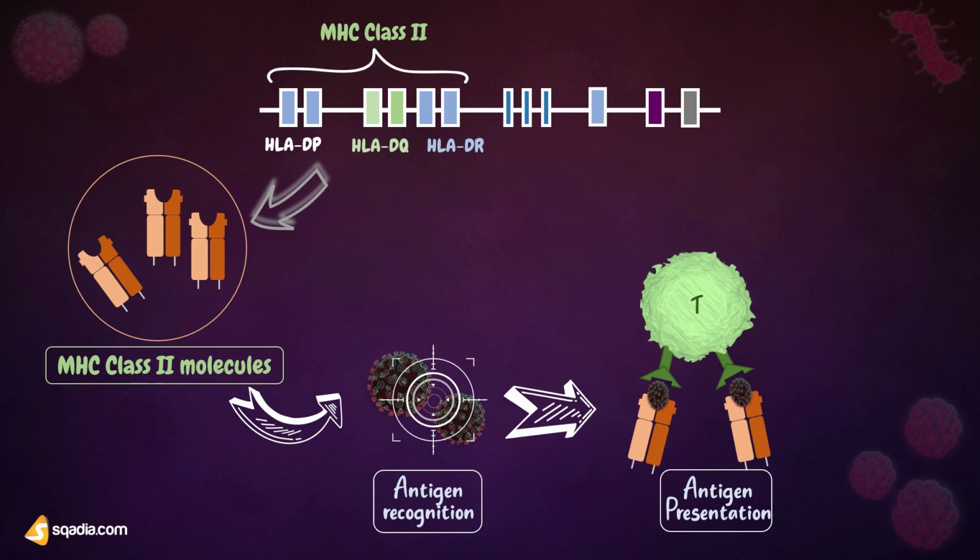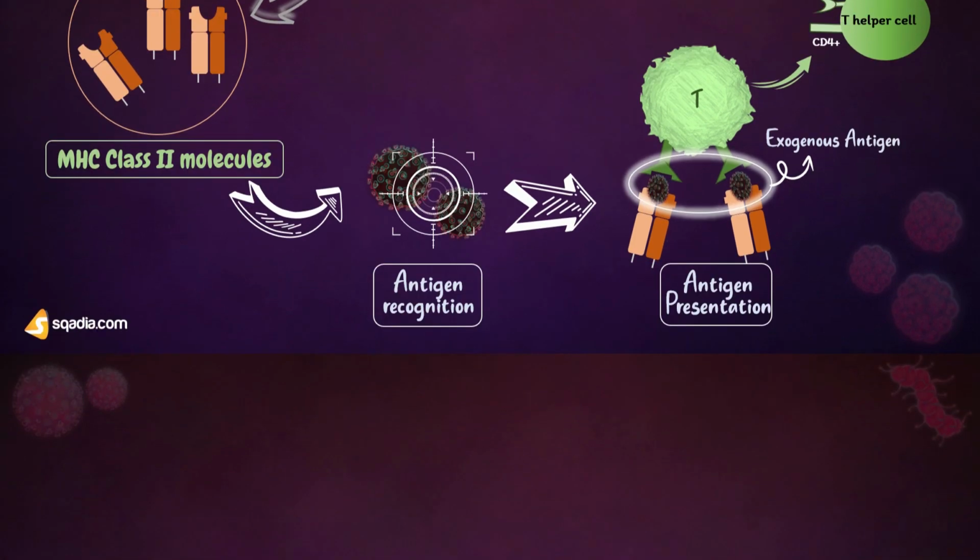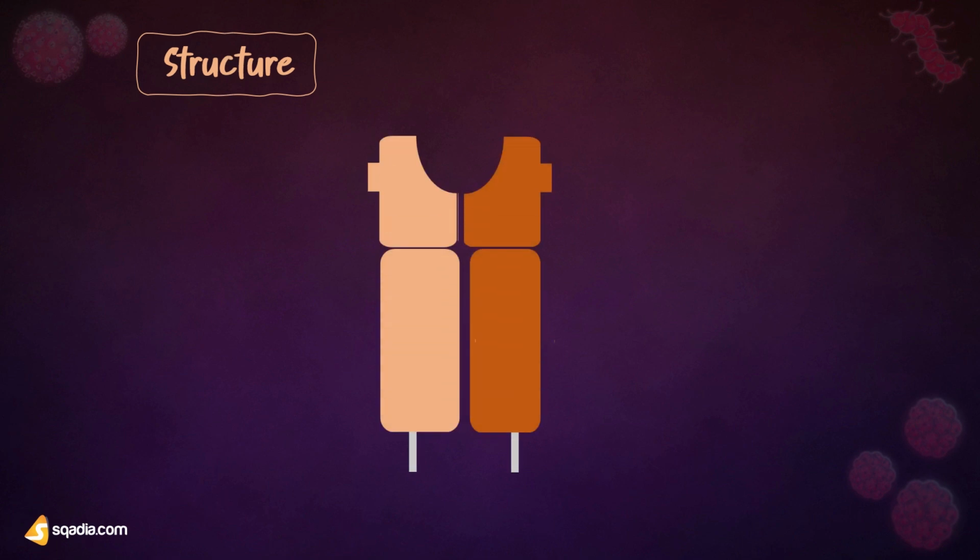But here the difference is that these MHC Class II molecules present exogenous antigen, unlike endogenous antigens by Class I molecules. And this presentation is to the helper T cells or CD4+ T cells, but not cytotoxic T cells as by MHC I molecules. We will look at the detail of this role later in this video. But for now, let's look at the structural features of MHC Class II molecules.